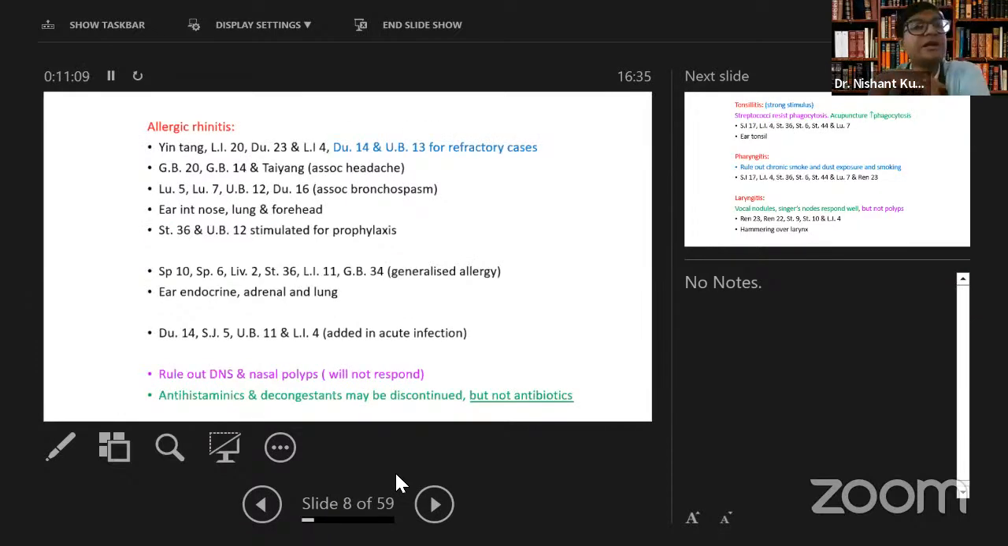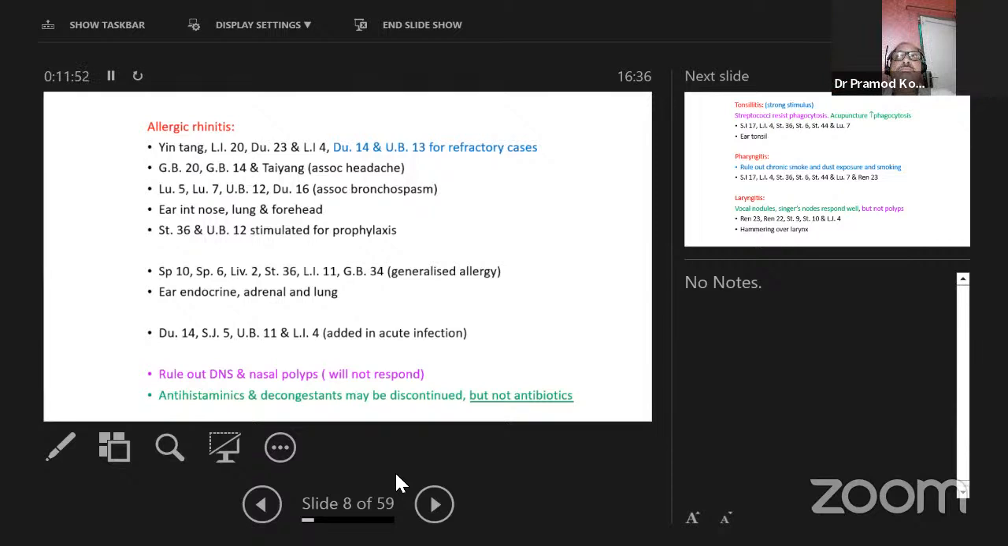For allergic rhinitis, again, Yintang. Li20. Dumo 23. Dumo 23 is one shun above the hairline. And Li4. You can use Dumo 14 and UB13 for refractory cases. Remember, these are the points which were used in asthma also. For allergic conditions, Dumo 14 and UB13 are helpful. For headache, again, GB20 and GB14.